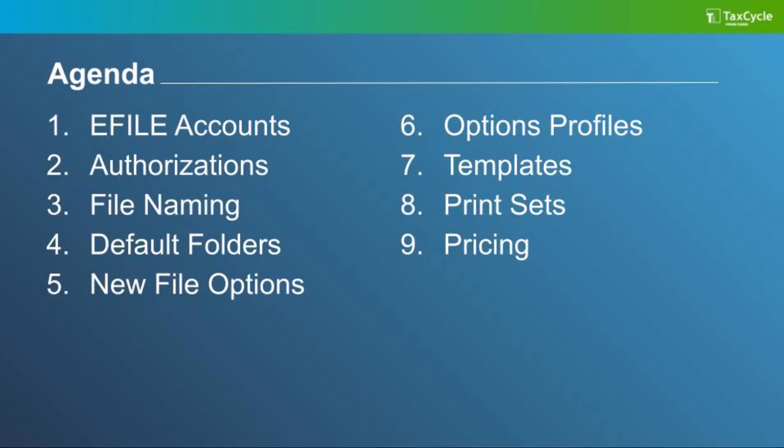And we're going to look at where to put your EFILE accounts, what to do about authorizations, file naming, default folder structures, options for new files so you don't have to enter the same information over and over again for each client, a little bit about options profiles and what they do and what's changed this year. We're going to look quickly at templates and what you need to do to roll that template forward and how that's getting a little easier, print sets and pricing. So there's a lot to cover. It's going to be high level, but hopefully will help you get ready for the season.